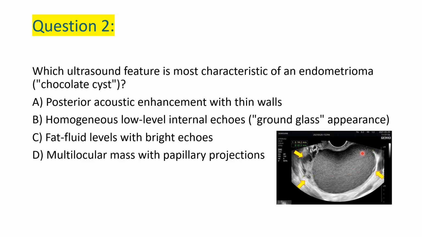So the morphology of an endometrioma is what is referred to as the ground glass appearance. So this is what differentiates an endometrioma from other ovarian lesions. So it's homogeneous, low-level internal echoes. You can see that they are homogeneous there, and then these internal echoes. So this is the ground glass appearance. So our answer is B.